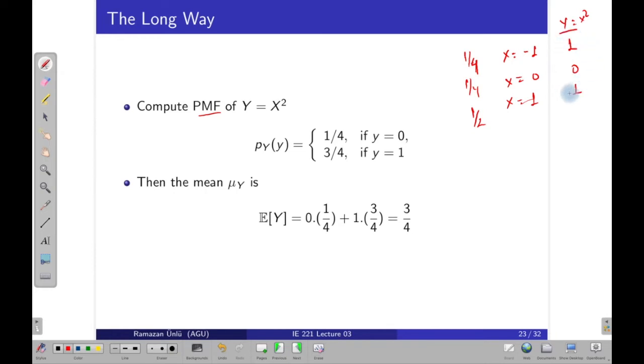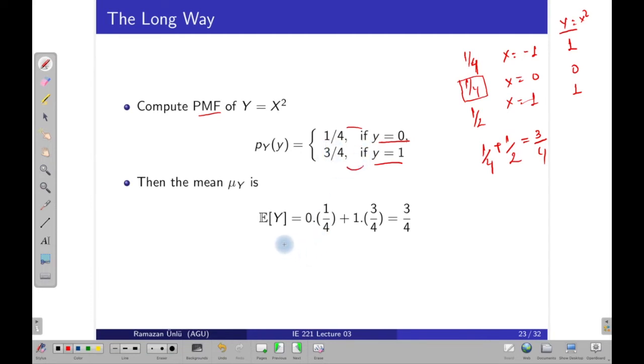So how many different values do I have now? 2, right? 0 and 1. So let's write the PMF of y. I have two values, 0 and 1. So what is the corresponding probability? First, let's start with 0, if y is equal to 0. So I have only one probability, right? Which is 1 over 4. And for y equal to 1, I have 1 over 4 plus 1 over 2, and that will give us 3 over 4. These are independent of x. So this corresponding probability will be 3 over 4.